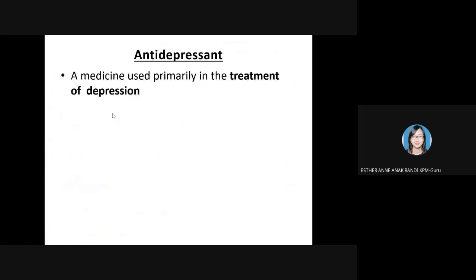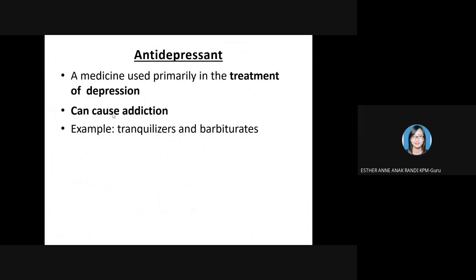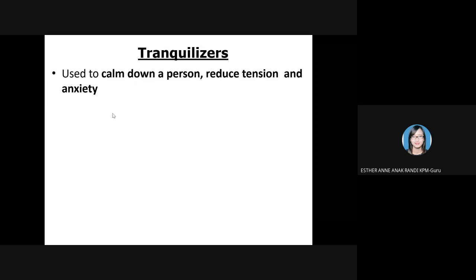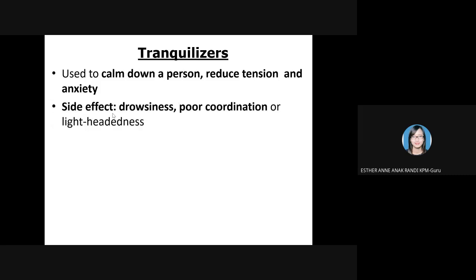Right, next is antidepressant. So this is for the treatment of depression and can cause addiction. So examples are tranquilizers and barbiturates. Okay, they make you feel happy in a way. Tranquilizer is to calm a person, to reduce tension and anxiety. So sometimes people are depressed, they get sad, they get macam stress lah, macam tu. Okay, they don't feel good. So tranquilizers make them feel more relaxed in a way.